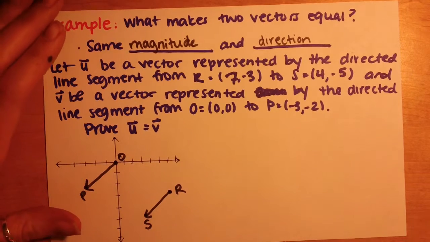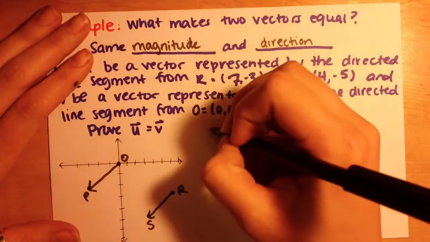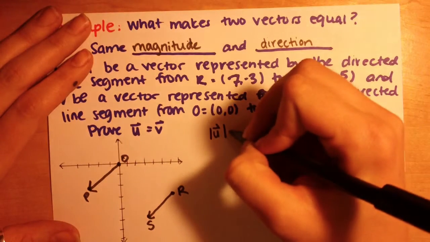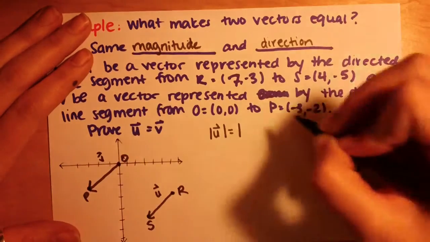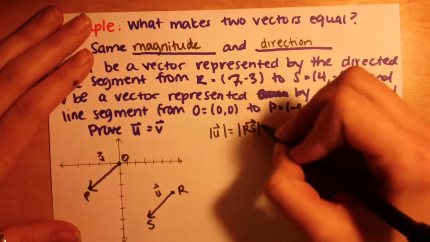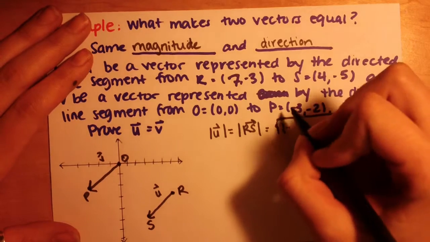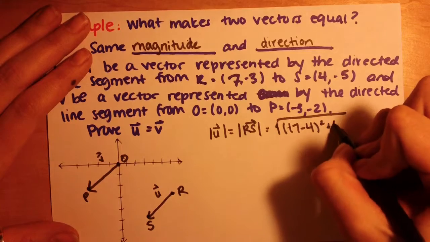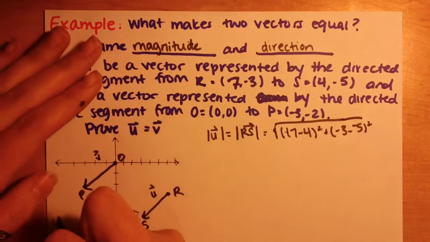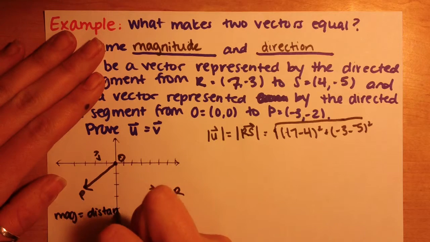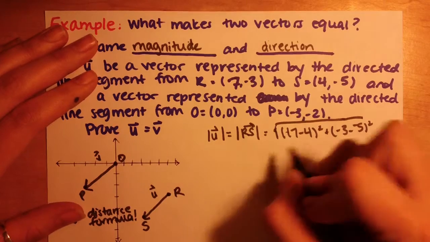So to prove that they're equal, we must prove they have the same magnitude and the same direction. So let's look at magnitude first. The magnitude of vector u, we're going to denote u as RS, and to find the magnitude, you're going to take the square root of (7 minus 4) squared plus (-3 minus -5) squared. Now magnitude is our distance formula. So I just plugged my points into the distance formula, and I'm going to get a magnitude of the square root of 13.